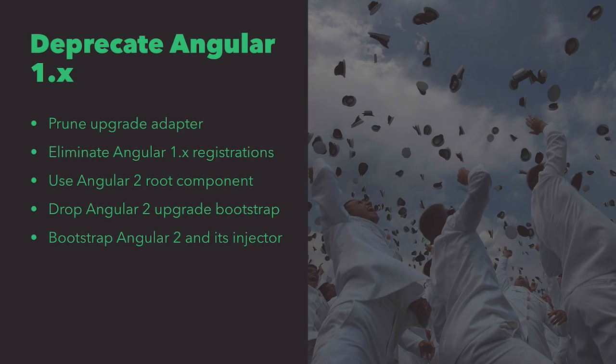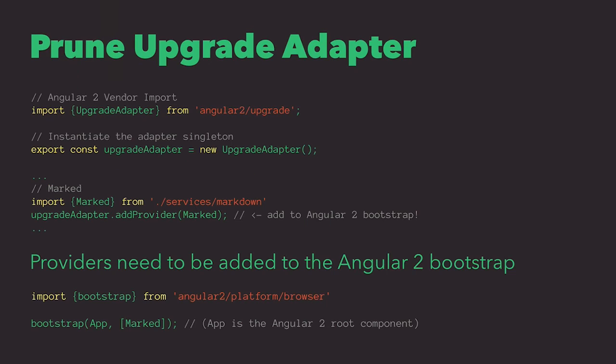So once you've actually got everything done and your third-party libraries are upgraded or you've found alternate solutions, it becomes time to do a few housekeeping chores to get rid of your Angular 1.x code. So you need to prune the upgrade adapter, get rid of the Angular 1 registrations, use an Angular 2 root component. So Varun had talked about the component routing architecture. Well, the root component is essentially a directive that contains every other directive in your component tree, in sort of Angular 1 terms. And so that's one of the last things that you put into Angular 2. And then drop the upgrade bootstrap, and then finally just bootstrap Angular 2. So we'll look at what that might look like.